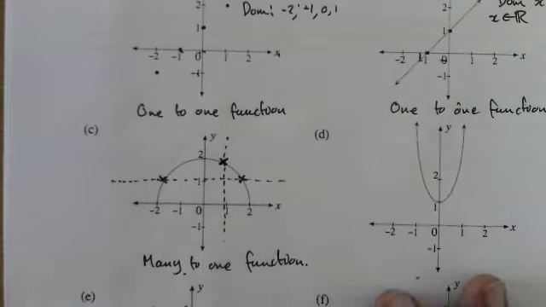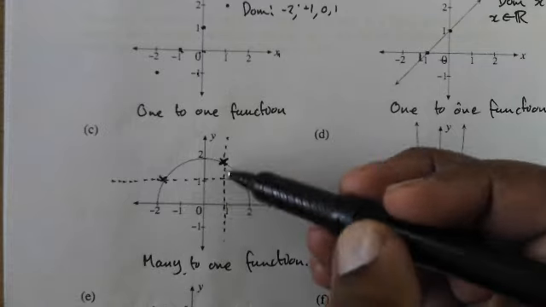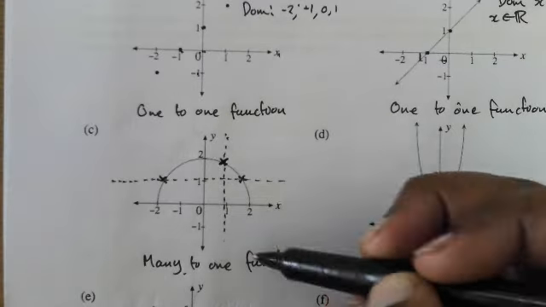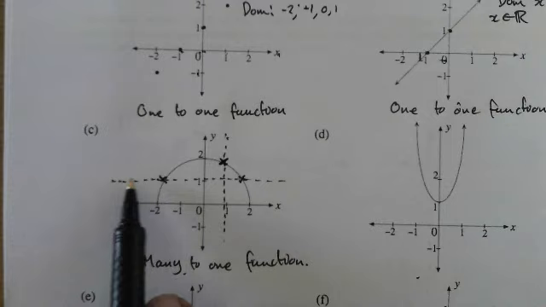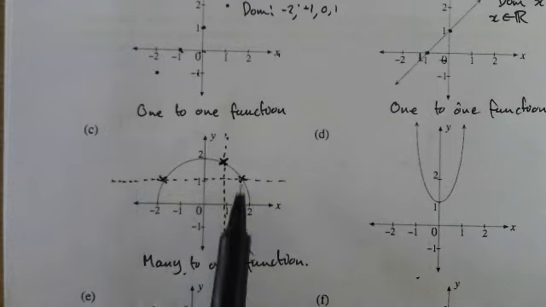Okay. So that's what we're testing for here. We drew our line, it cut only once as a vertical one, so that's a function. But if I draw a horizontal line and it cuts 2 times, then that is many-to-one, because you can have 2 x's for one y value.